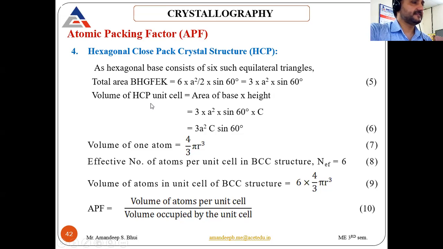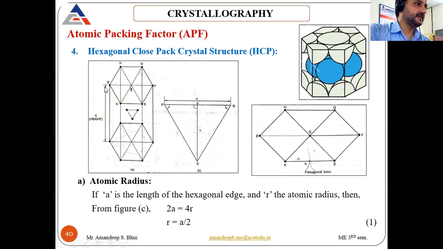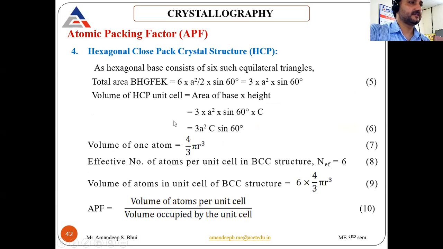So the volume of this unit cell will be equal to the area of the base multiplied by height. The area of the base is 3 A square sine 60 multiplied by the height of the unit cell, which is C. Here the height is C. So we multiply this area by the height, and we get the volume of the unit cell. So this is now the volume of the unit cell, that is 3 A square C sine 60.